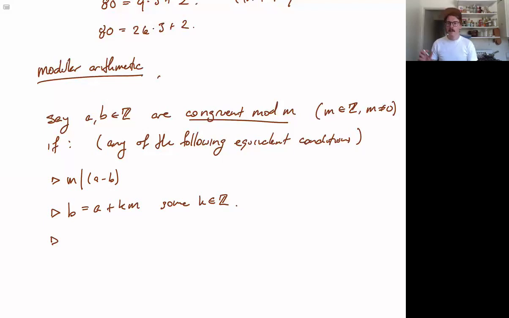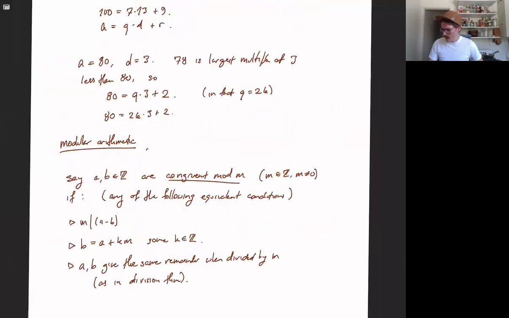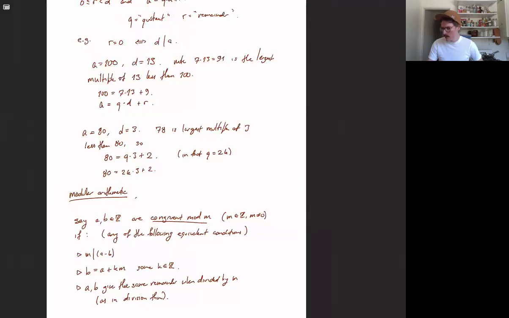But this next equivalence maybe takes slightly more thought. a and b give the same remainder when divided by m, as in the division theorem. So let me zoom out for a second. Maybe just scroll back up.